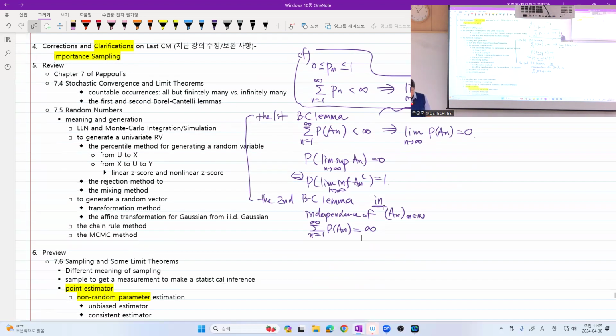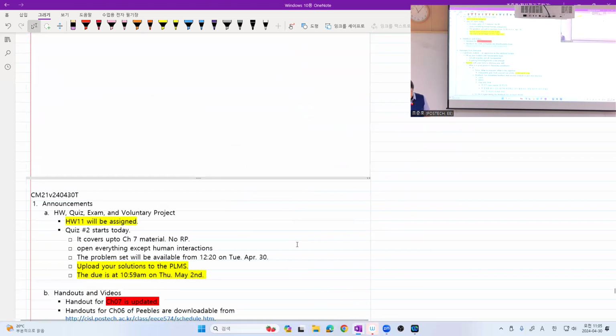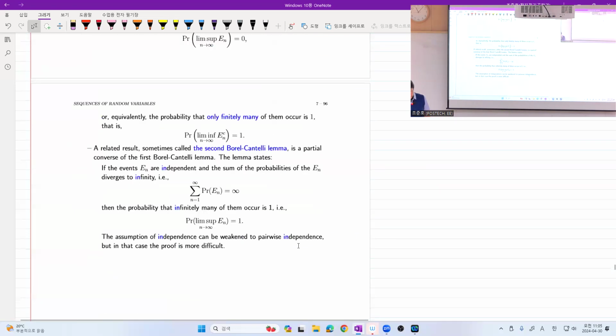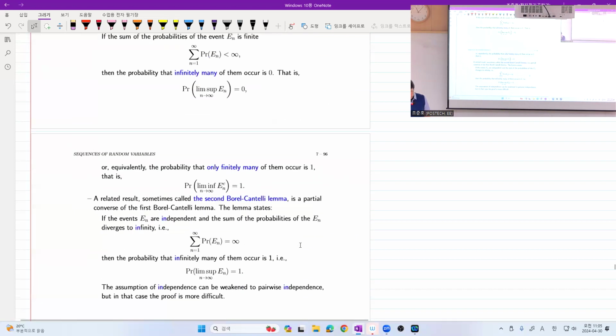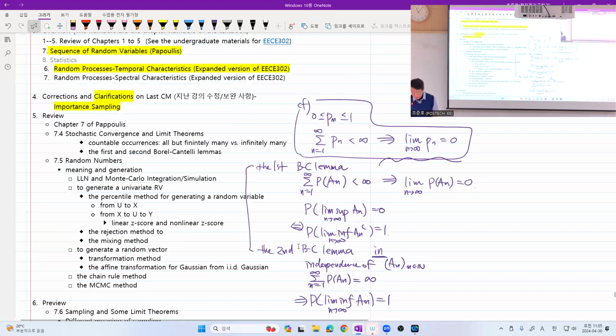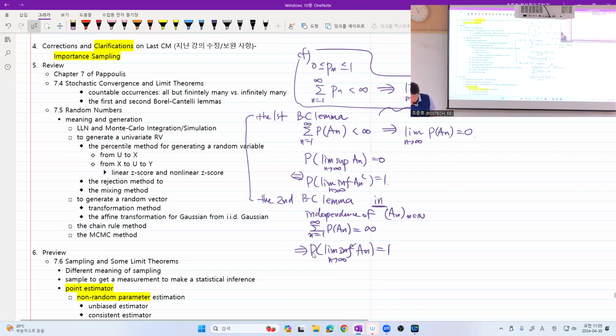And here, the result is that lim inf equals 1, if I remember correctly. Sorry, lim sup equals 1. Again, it's always confusing. Okay, not this. Same lim sup, but equals 1, something like that. Got it? So these are the Borel-Cantelli lemmas.